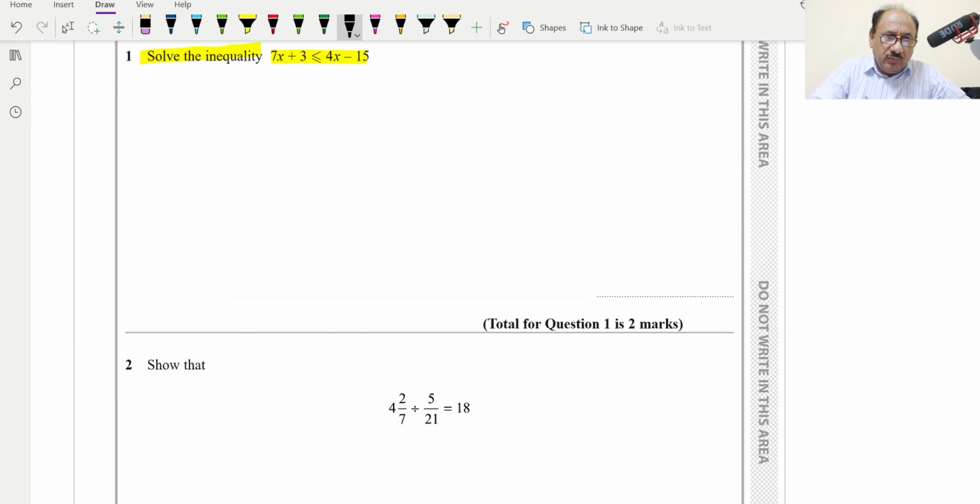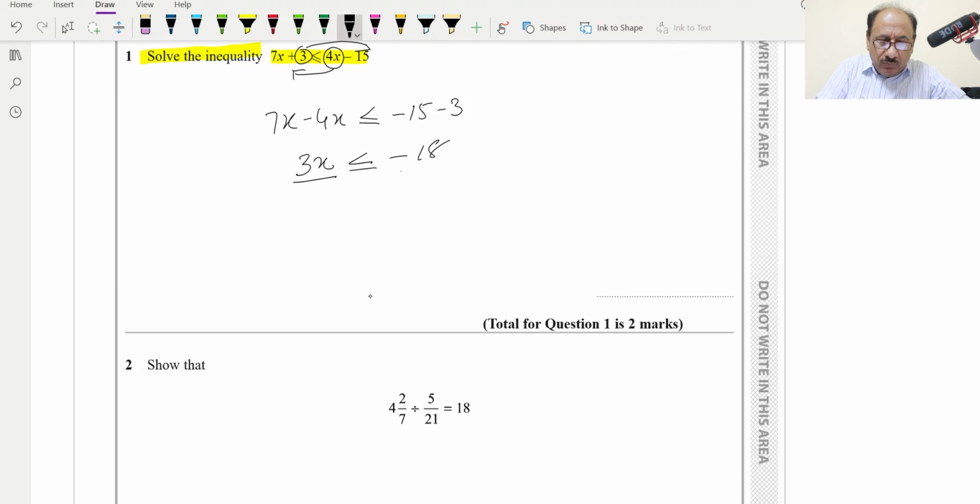So what we can do, we can shift the 4x to the other side and 3 to this side, and the inequality will become 7x minus 4x is less than or equal to minus 15 minus 3, and we can simplify this portion. 7x minus 4x will be 3x, less than or equal to minus 18.